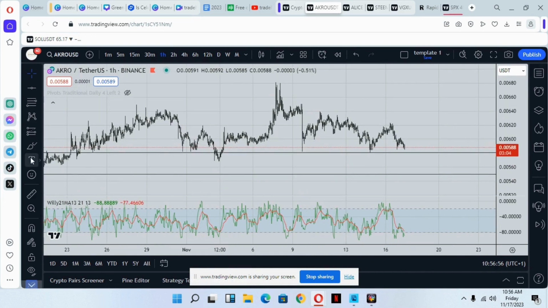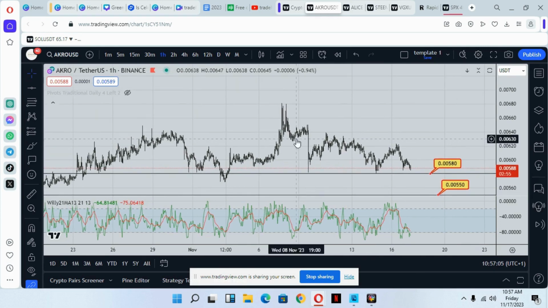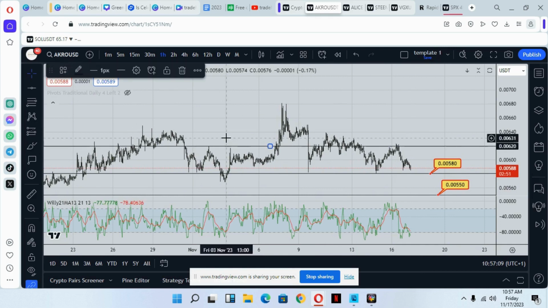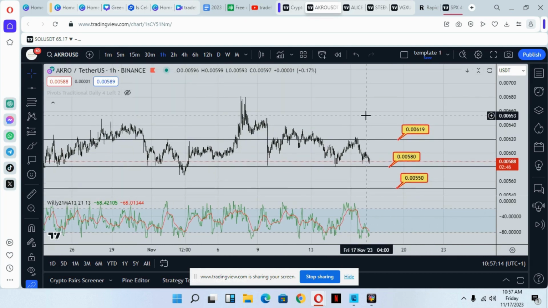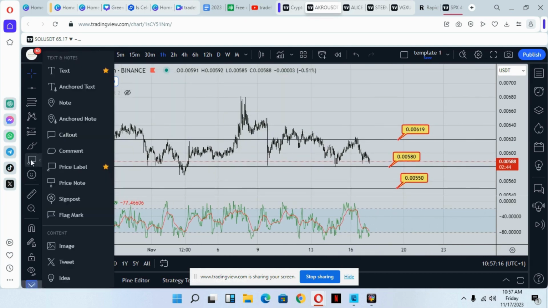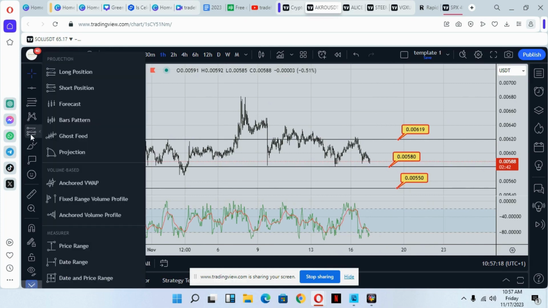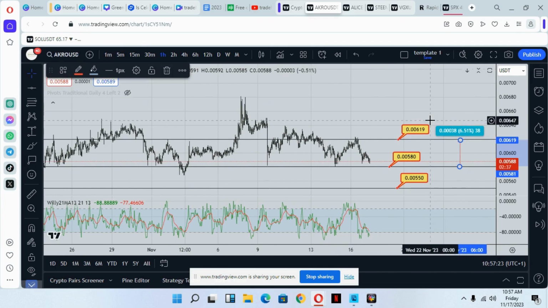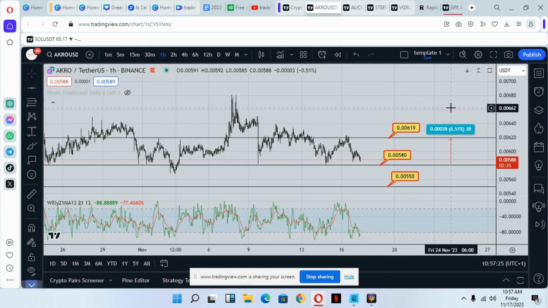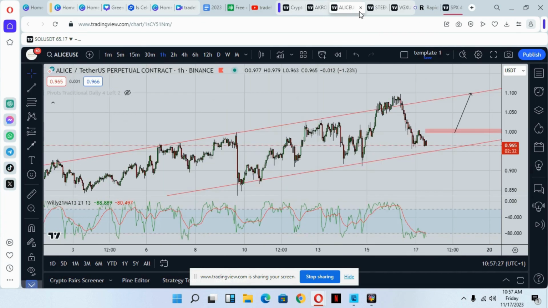As I said, the first entry is this zone here. The second entry, when it breaks to the upside, is this. This is majorly spot trading. Our target should be the previous resistance area here. You understand? That should give us a good profit target, from here to here. Now you see how easy it is. This is 6%, which is like a short time trade.